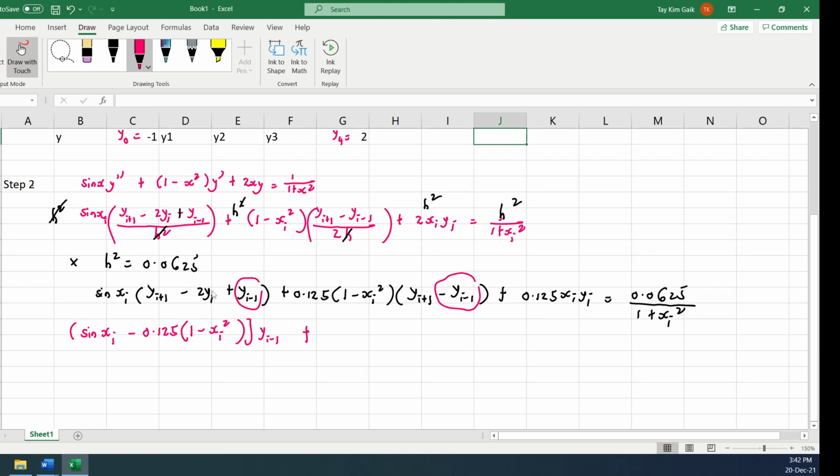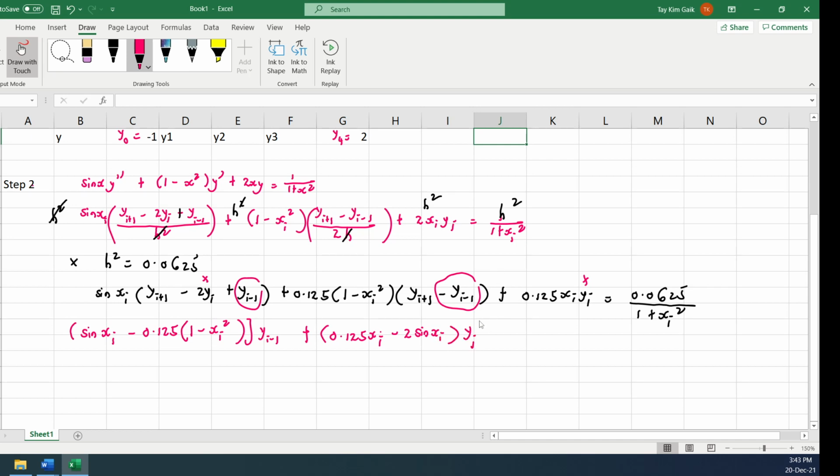Later on, collecting the y_i terms, you have sin x times 2, and here this term is also y_i. So for the y_i term in total, you have 0.125 x_i, meaning the coefficient for y_i is 0.125 x_i, and then minus 2 sin x_i. This is for the y_i term.